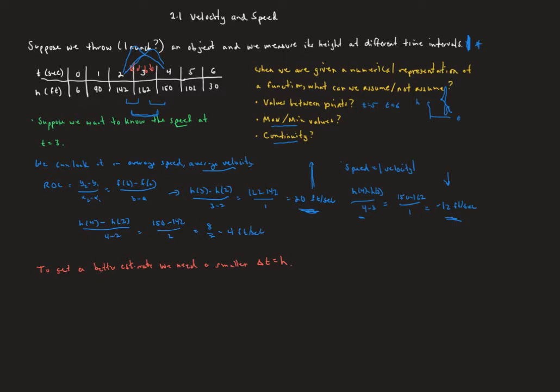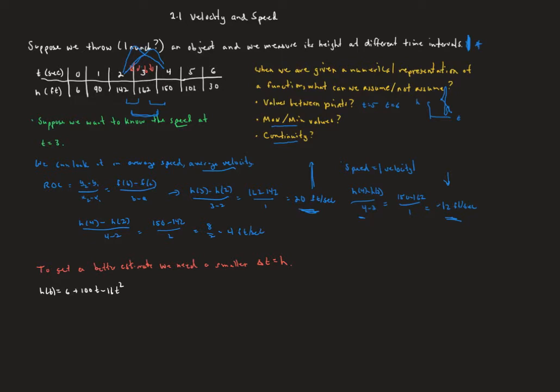So to get a better estimate, we either need more data points or we might need an equation. So I'll give you that equation. The equation that generated those tables of values was 6 plus 100t minus 16t squared.